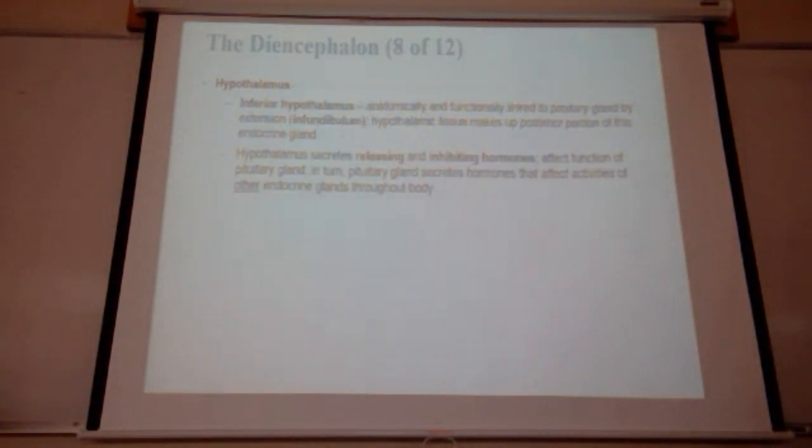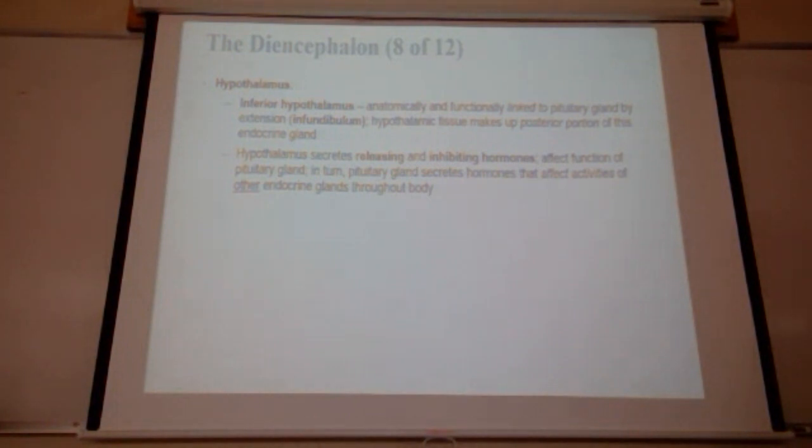Again, the hypothalamus is the inferior part, so the forward portion. Anatomically and functionally, it is linked to the pituitary gland by an extension called the infundibulum. The hypothalamic tissue makes up the posterior portion of that particular endocrine gland, the pituitary. The hypothalamus secretes releasing and inhibiting hormones which affect the function of the pituitary gland. In turn, the pituitary gland secretes hormones that affect activities of the other endocrine glands throughout the body.